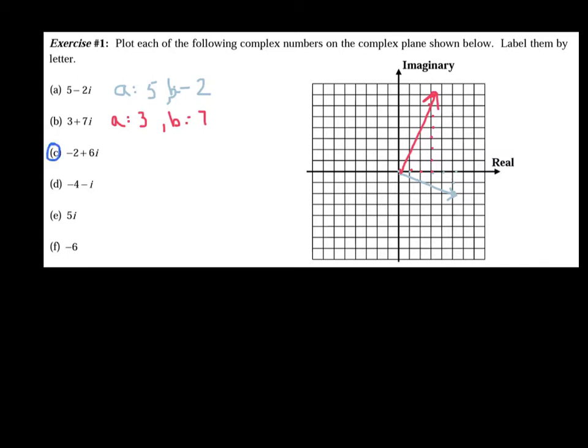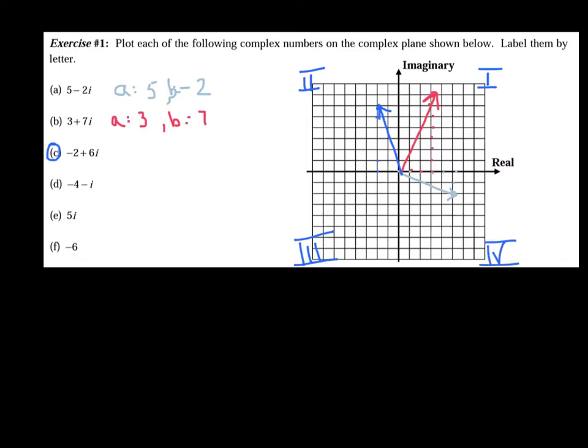For part C, I'm going to walk left 2, up 6. Left 2, 1, 2, 3, 4, 5, 6, and I've got a ray right there. Now just to review our quadrants really quickly, this blue one is in quadrant 2, the red one was in quadrant 1. So always start in the upper right hand corner as quadrant 1, then we're going to go counterclockwise, and then 3 would be down here and 4 would be down here. So just a little review of the quadrants.